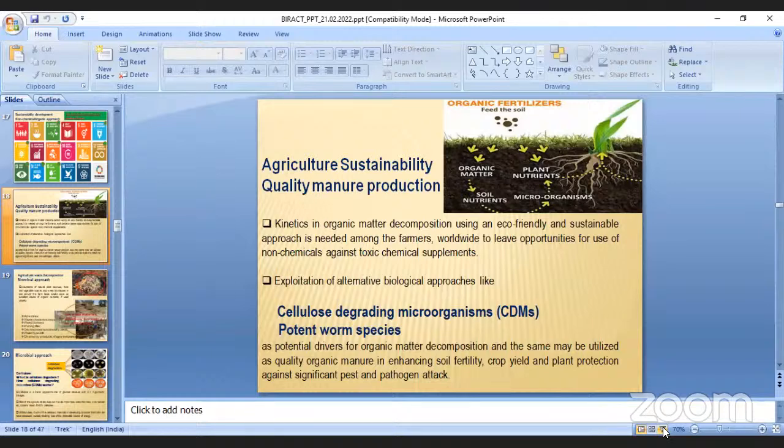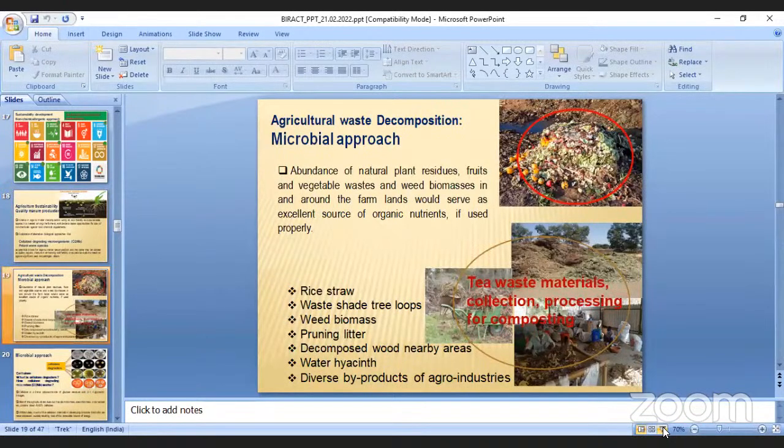Okay, so now agricultural waste decomposition. We all know agricultural wastes, agro-based wastes, may be rice straw or waste shade tree loppings in case of the tea ecosystem. Then wheat biomass, which is available in all kinds of agricultural systems.